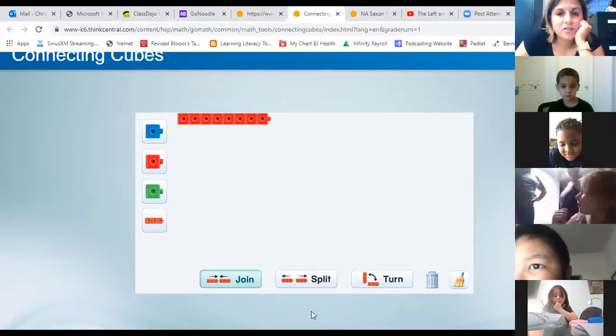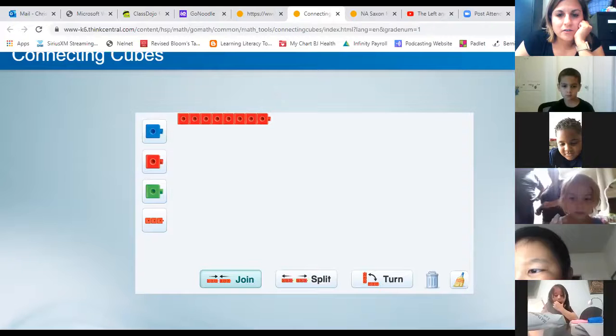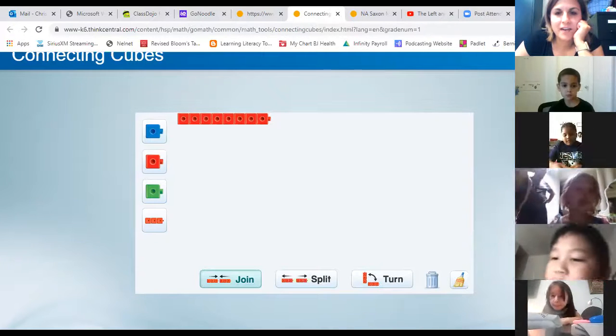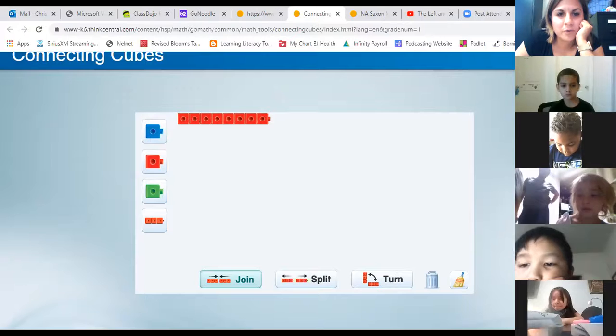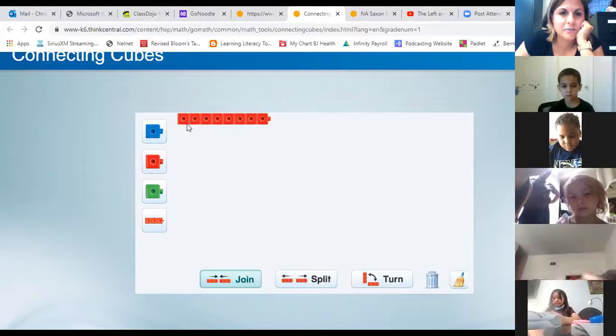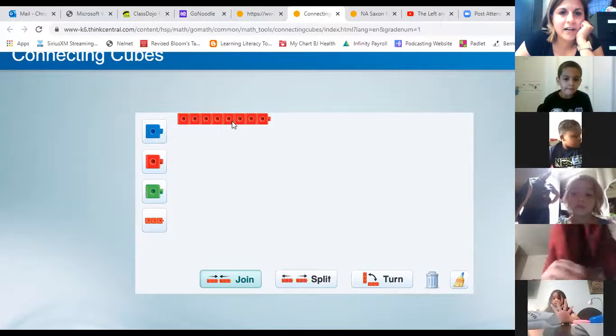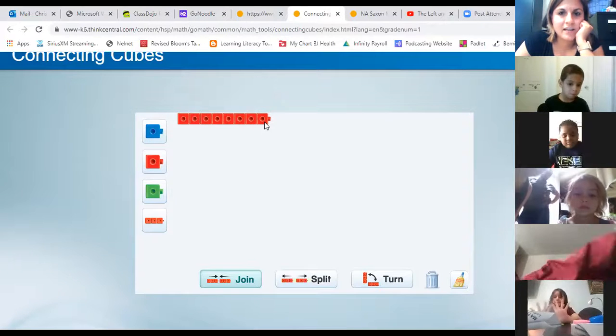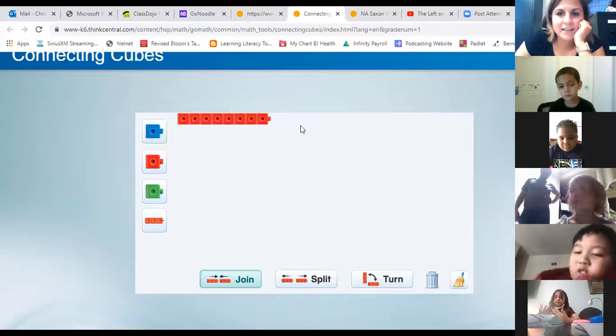That's a good guess, but let's look at this again. So, there we go. 8 plus 1. So that means we're gonna have 8 cubes, and we're gonna add 1 more cube to what we have. So here's 8. Let's check. 1, 2, 3, 4, 5, 6, 7, 8. And how many do we have to add? How many more do we need?